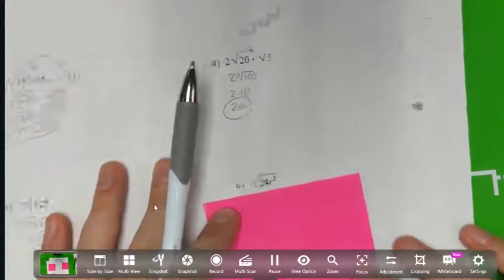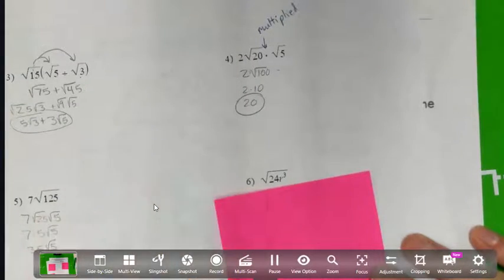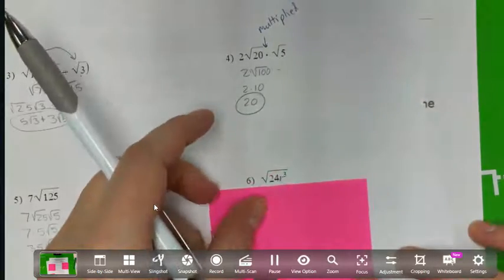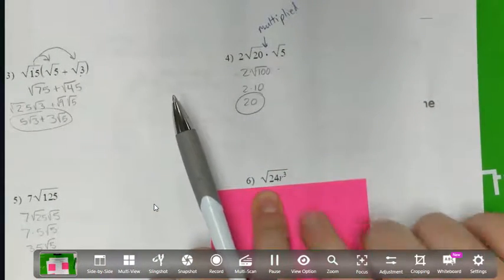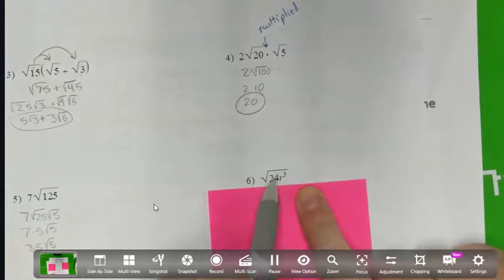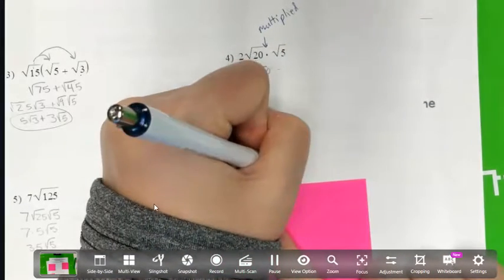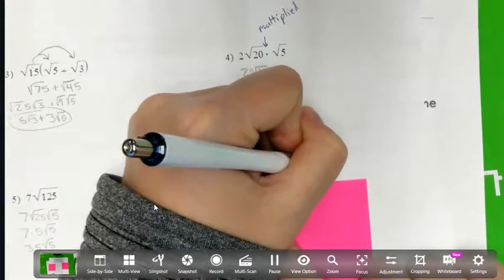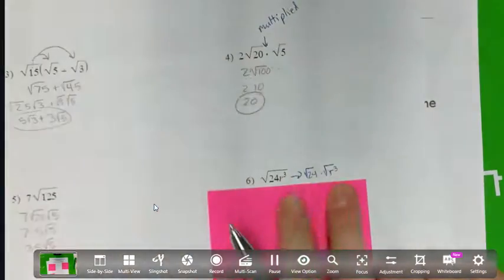Looking at number 6 now. What I'm going to do is pull these apart. So I'm going to put 24 in its own square root, and then I'm going to look at this times, and so I'm going to look at them as separate things.